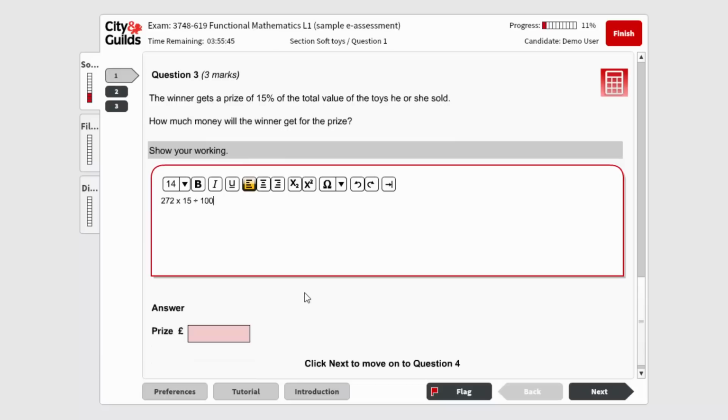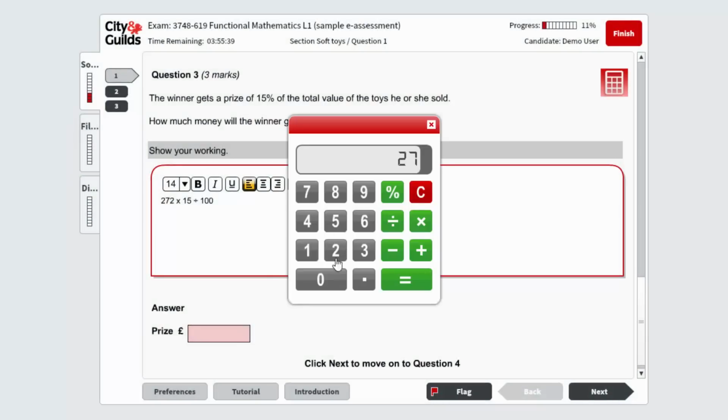So 10% of 272 is 27.2. Half of that for the 5%, so half of 27.2 is going to give you 13.6, and add the two together to get your answer. It doesn't matter which way you do it. You can either times them both together and divide by 100, or divide one of the numbers by 100 and then times it by the other number.